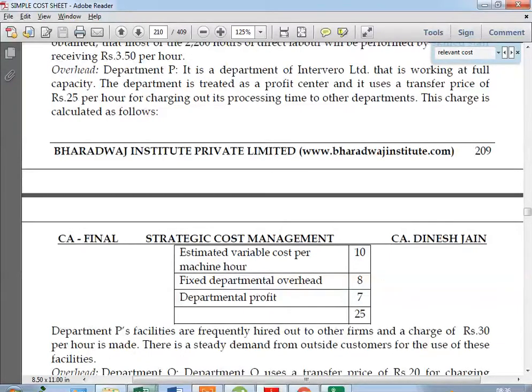Now the caution is, they said the estimated variable cost per hour is 10. When you do this outside sale of 30 rupees, the information may give that when you do outside sale, the variable cost is 12 rupees, not 10 rupees. Sometimes it may change because when I use it for internal purpose and when I use it for external purpose, because of some reason, some changes can happen. So for R, the cost is only 10. For others, the cost is how much?